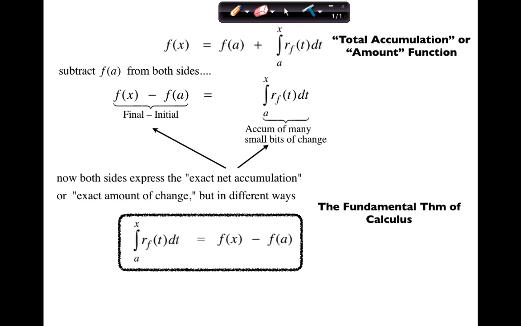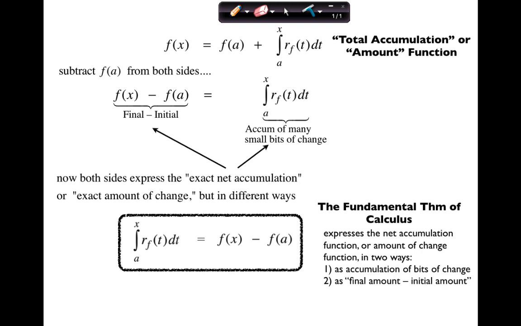Okay? So it expresses the net accumulation function, or amount of change, in two ways. Left side, accumulation of bits of change, right? Accumulation of bits of change. Right side, final amount minus initial amount. Two different ways to express net accumulation.